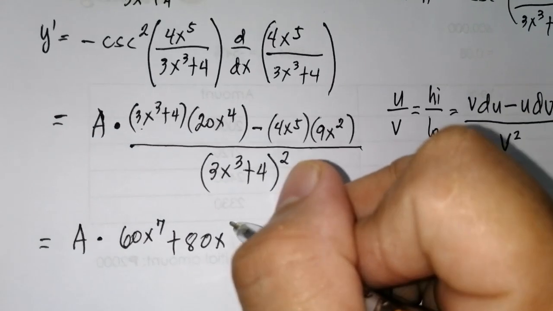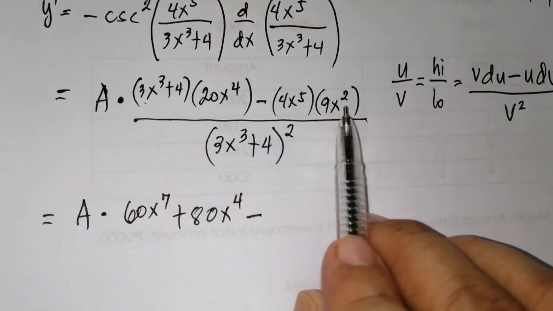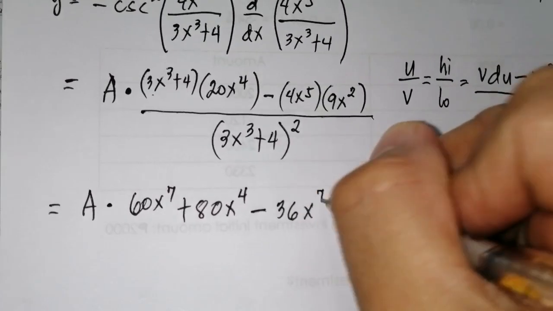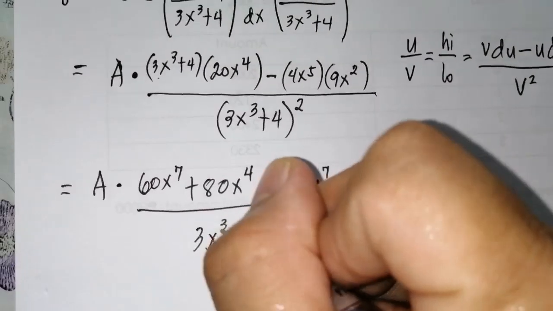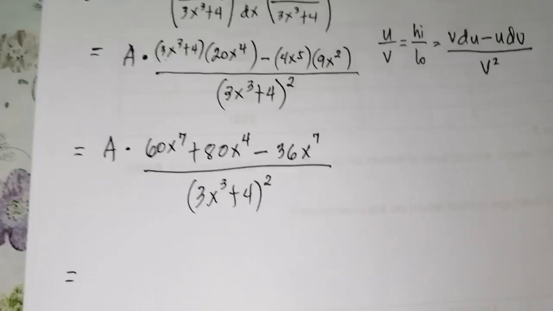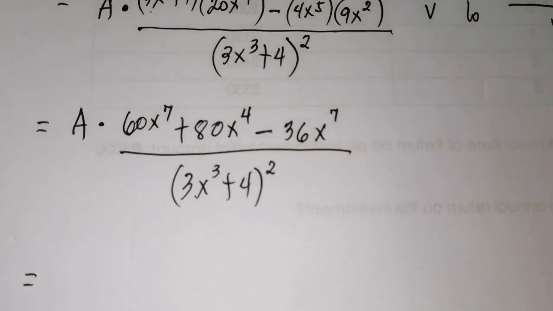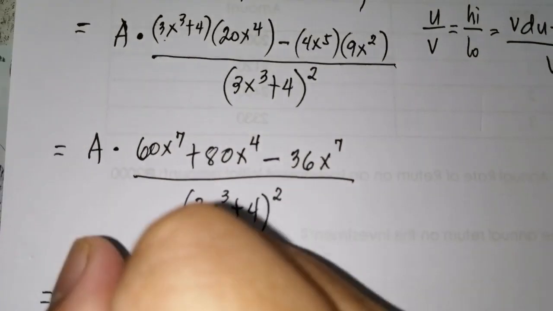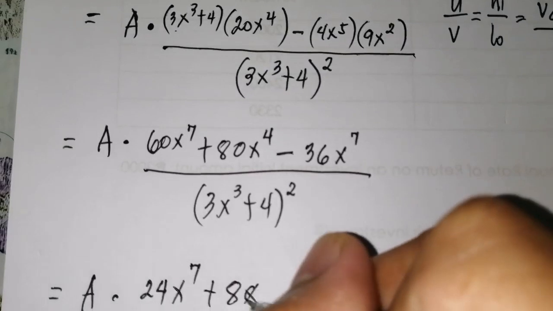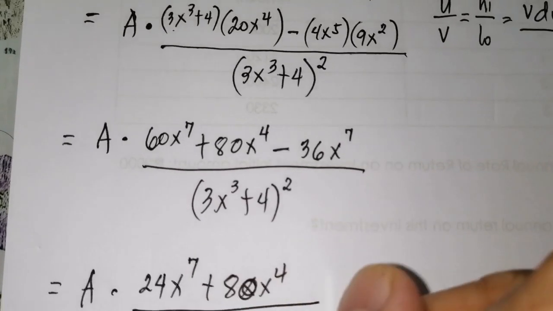x raised to 4 minus 4x raised to 5 times 9x squared, which is 36x raised to 7, all over 3x cubed plus 4 quantity squared. Now simplify it further. 60x raised to 7 minus 36x raised to 7 is 24. So this is a times 24x raised to 7 plus 80x raised to 4 all over 3x cubed plus 4 quantity squared.